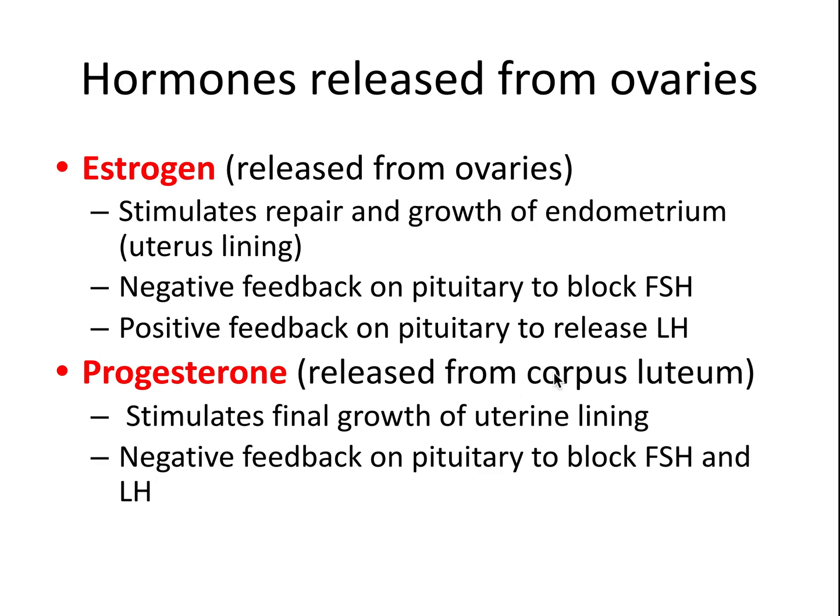So hormones released from the ovaries. So these are the 2 we talked about, estrogen and then progesterone, which is actually released from the corpus luteum. So estrogen stimulates repair and growth of the endometrium, which is the uterus lining that'll be shed each month during the period if no egg attaches.